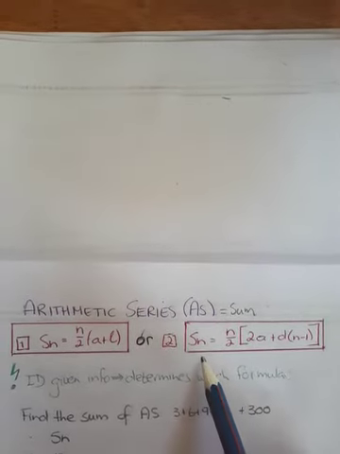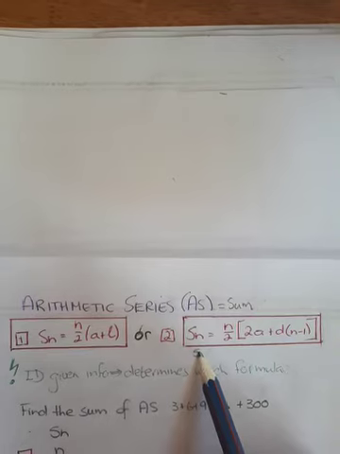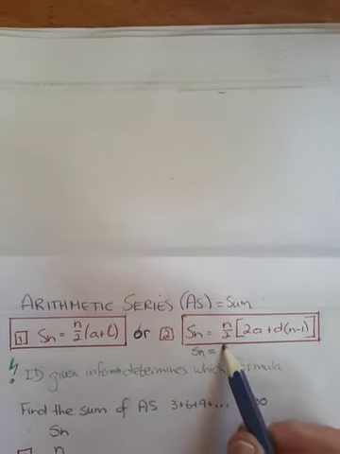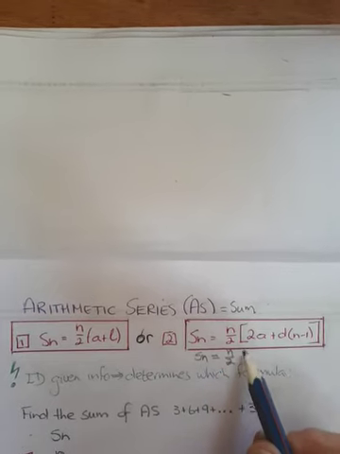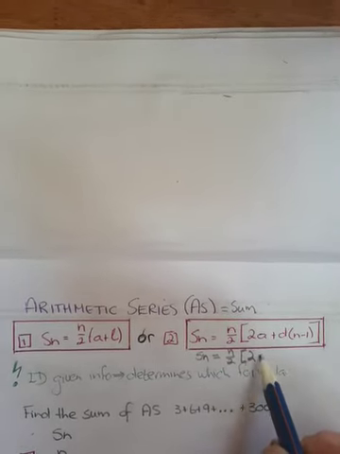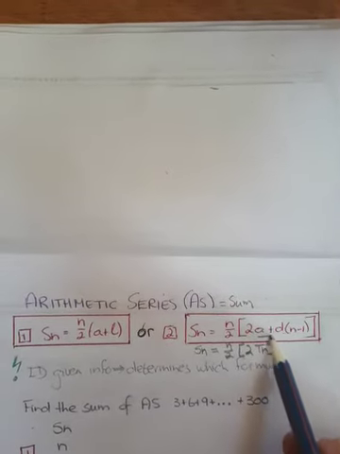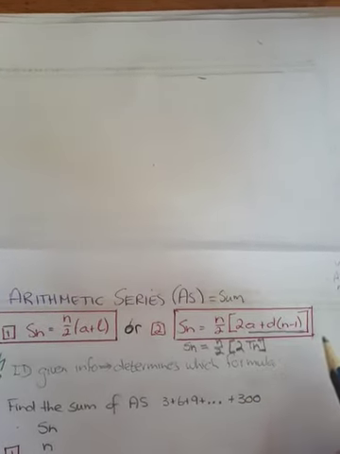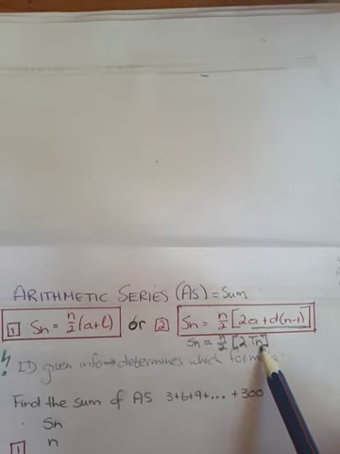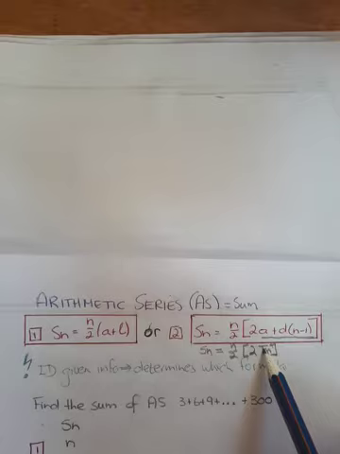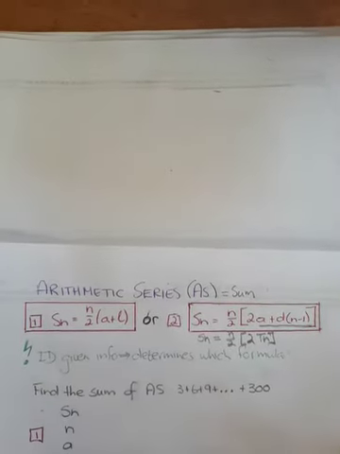And remember, in the previous videos, I taught you the short way to remember this. That is Sn equals n over 2 times 2a plus (n minus 1)d. Okay, because a plus d times n minus 1 is tn. So both of these formulas you must know for arithmetic series.